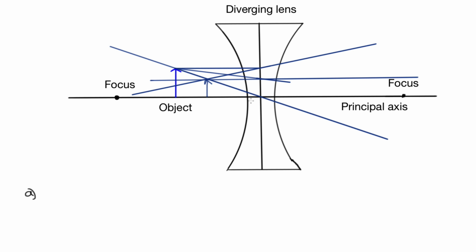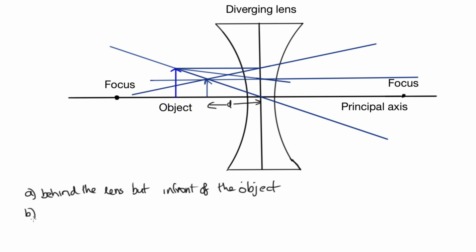A, where is the image formed? Well, if you printed it, you could actually measure this distance here. But everybody will agree that it is behind the lens, but in front of the object.